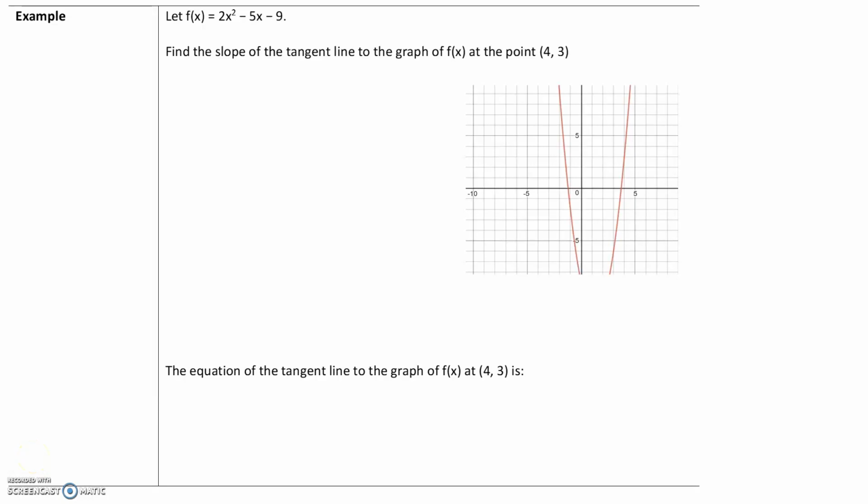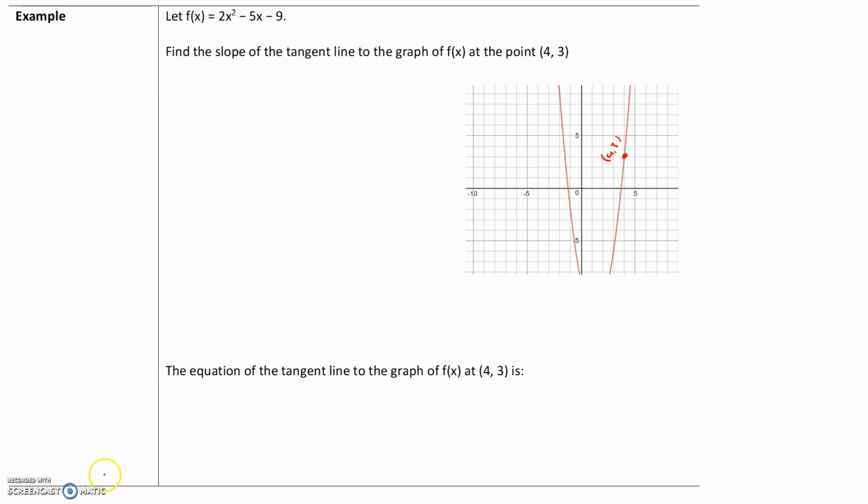We will finish section 1.4 in this video. Let f of x equal 2x squared minus 5x minus 9, and we want to find the slope of the tangent line to the graph of f of x at the point (4, 3). So this is the point (4, 3), and we want to find the slope of the tangent line at that point.